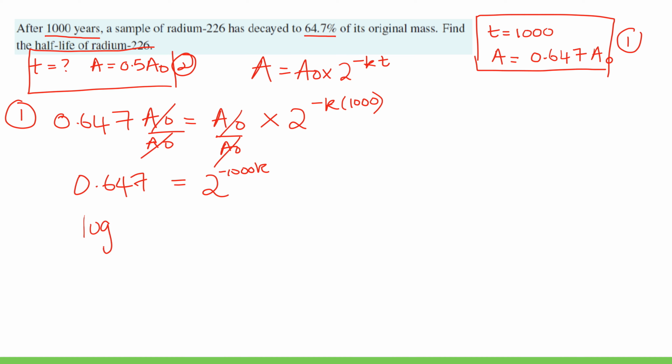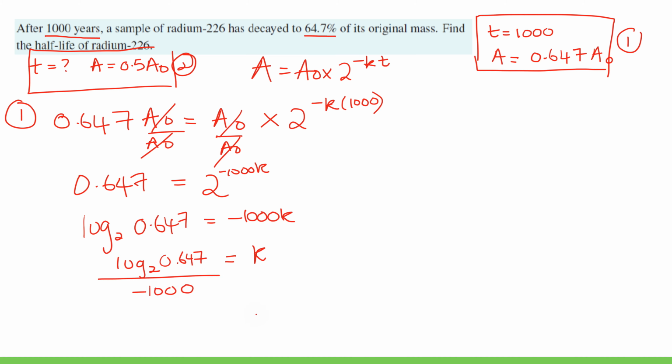To take the 2 over, I need to take the log of both sides. And then to get k by itself, I will divide both sides by negative 1000. Again, this is not a value that I can work out in my head, so I will need to refer to my CAS, and that'll equal 0.000628, and so on.